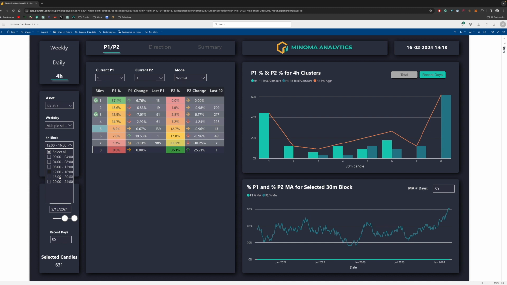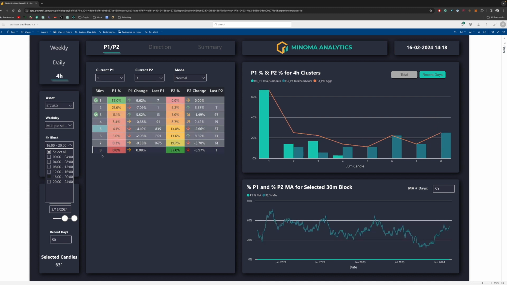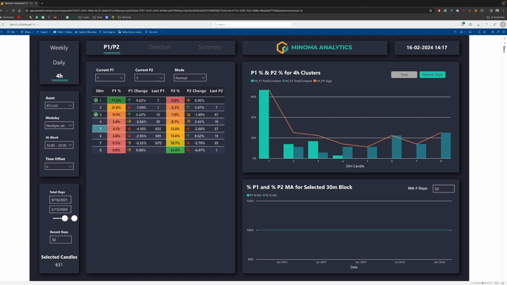But if you go, for example, to this block, you can see that there is way more. This is way higher, right? 57% of the time P1 is put in during the first 30 minutes of the 4-hour open. So you can just go on different blocks.